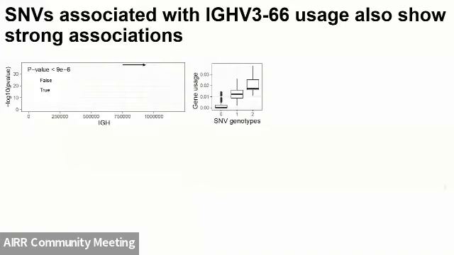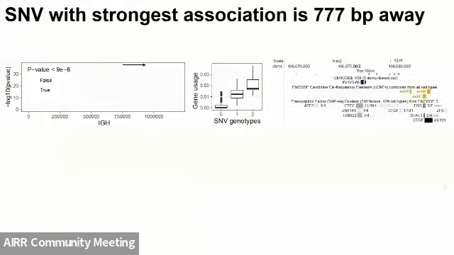On the y-axis, you have the negative log 10 p-value of all these SNV associations. The arrow is pointing to a SNP that's invisible, but it's there. Individuals that are homozygous reference for this SNP end up using the gene 3-66 at a 10-fold reduction rate in the repertoire than individuals that are homozygous alternate for this SNP. And this SNP is 777 base pairs away from this gene.